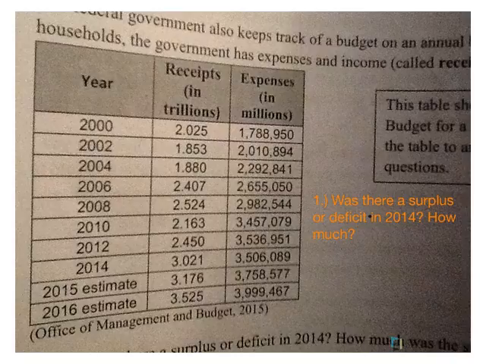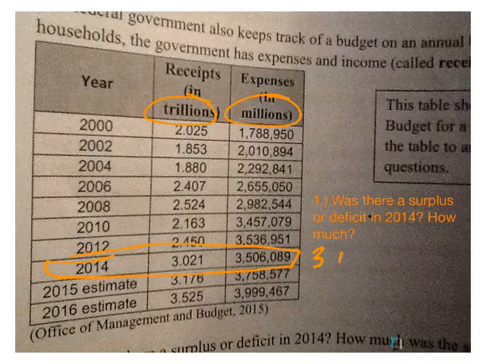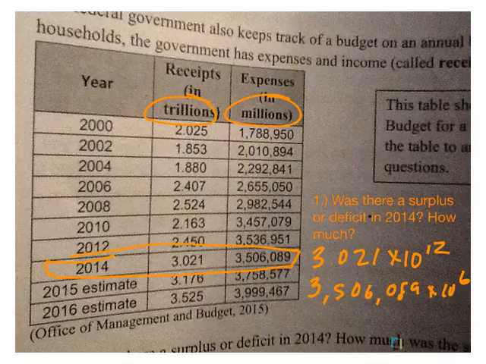So you can see we are focused on 2014, which is here, and it may or may not be easy to see, but you've got to notice also that we are in trillions and millions. So I know I don't have a whole lot of room on this page, but you'll see our receipts, right? That's the money we take in, is 3.021 times 10 to the 12th, and in millions, that's 3,506,089 times 10 to the 6th.